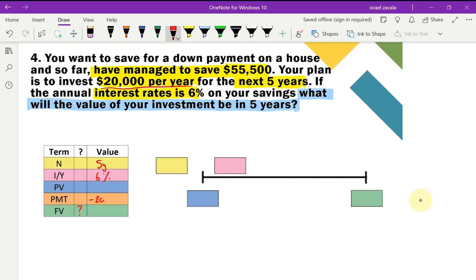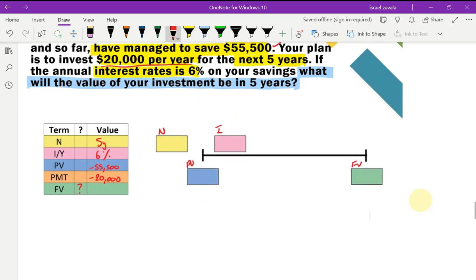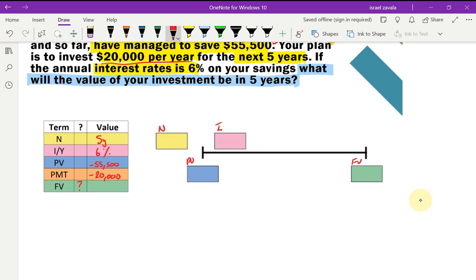So that's how you know that's a payment. So negative 20,000. So that must mean that your present value is the 55,500 that you currently have now, today. Let's put this in our timeline. So we have 5 years at 6%. We have a present value, the amount we're starting with, right? 55,500, which is negative. And we are looking for our future value.